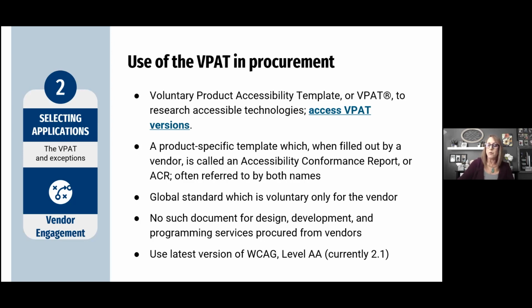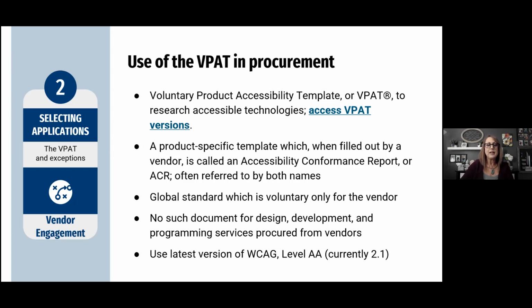There's no such document for design work, like websites, or if we want to hire someone to make an application or some software for us. There's no document for that type of service offering. So it's important to have conversations with those vendors in advance, either through the statement of work, the RFP, in the procurement process, or just in conversations getting to know the vendor and their capability, whether they have an accessibility timeline or roadmap. Those sorts of things are helpful in those particular cases.